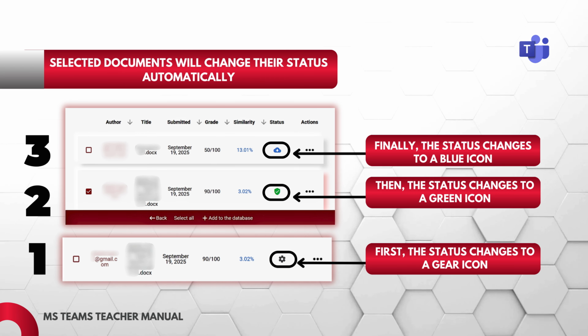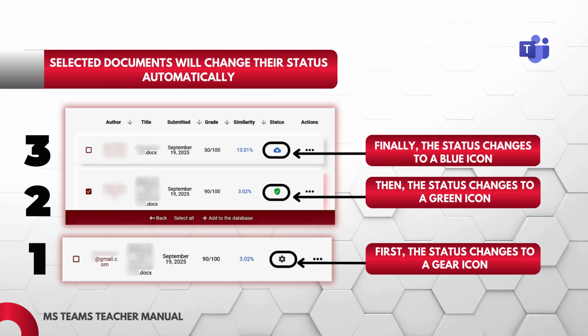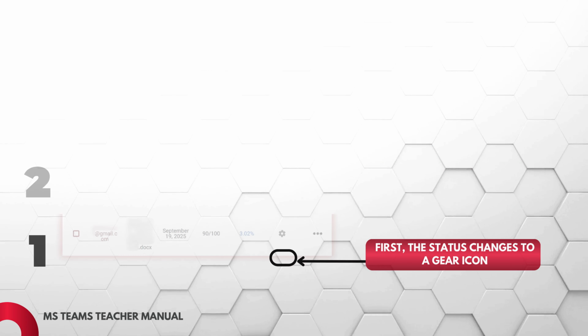First, the icon turns to a gear while the paper is being processed. Then it changes to the green icon, and finally to the blue icon when the check is completed successfully.